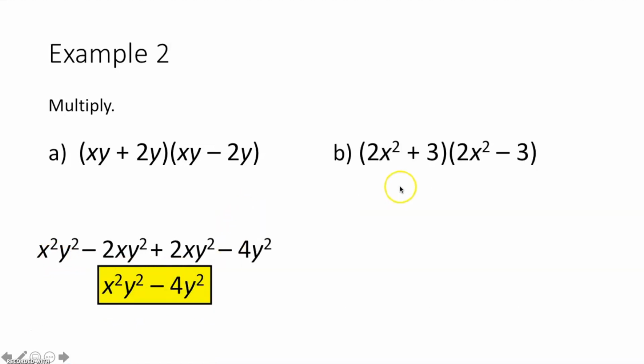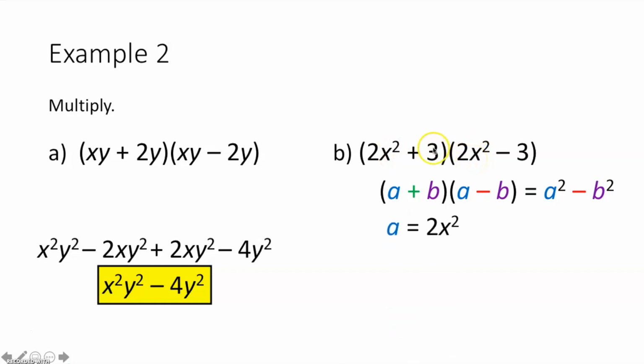Here, same thing. We have two of the same terms in each of these, but one's a plus and one's a minus. So this is going to give us a difference of squares. So we have to figure out what is our a value. In this case, that would be this 2x squared. And then what's our b value? That's going to be this 3. Again, we don't care about the sign. The sign takes care of itself at the end.